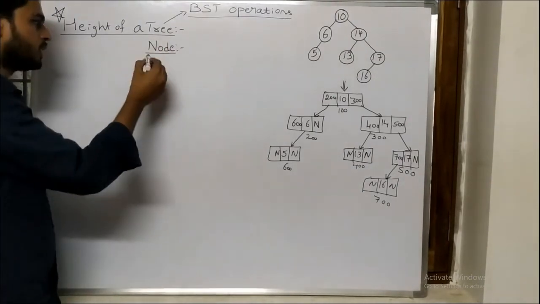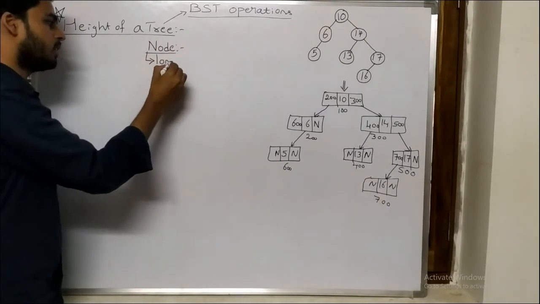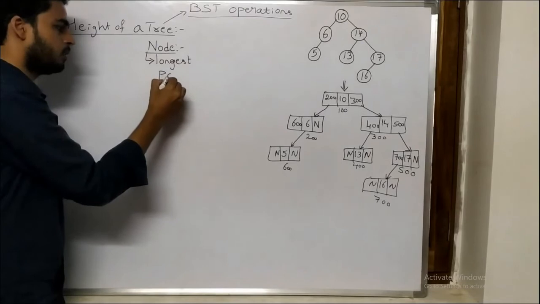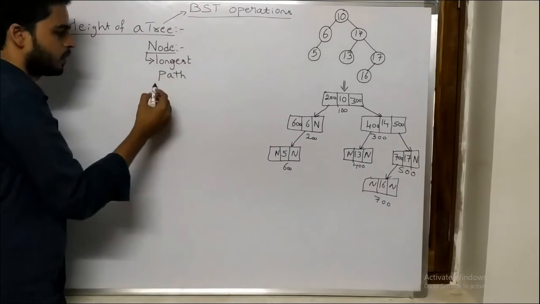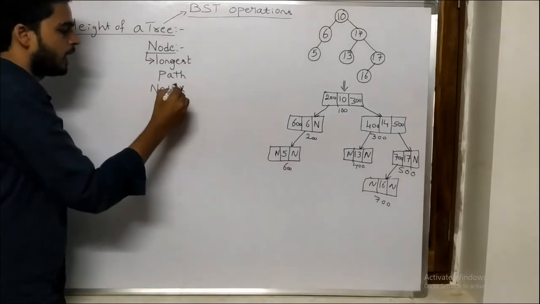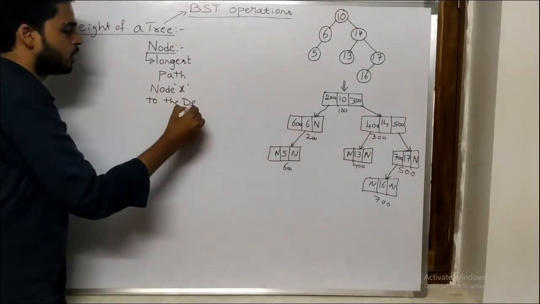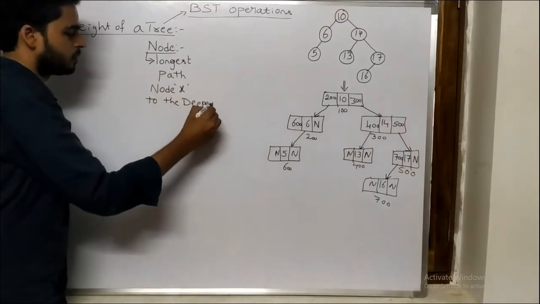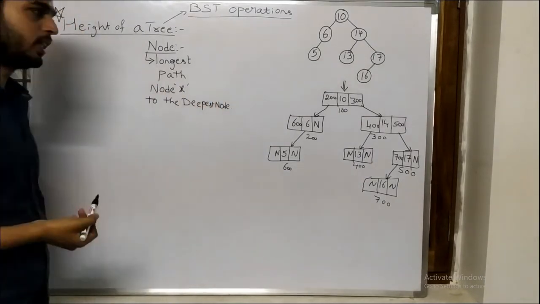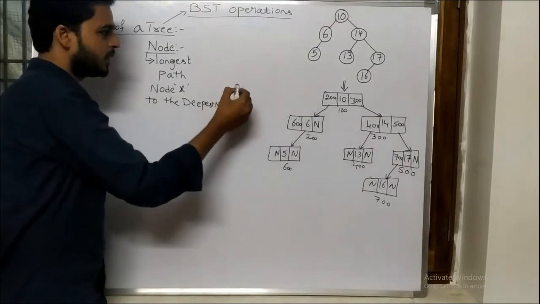Height of a node is simply, you can say that the length of the longest path from a corresponding node x to the deepest node. I think with the definition you didn't understand anything. I will explain. Let us assume that this is a kind of tree.